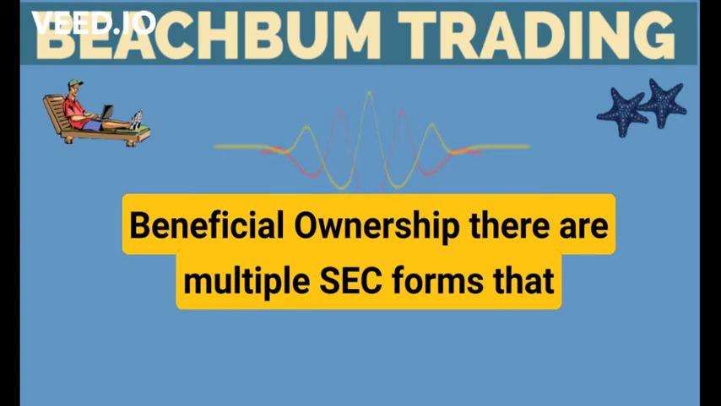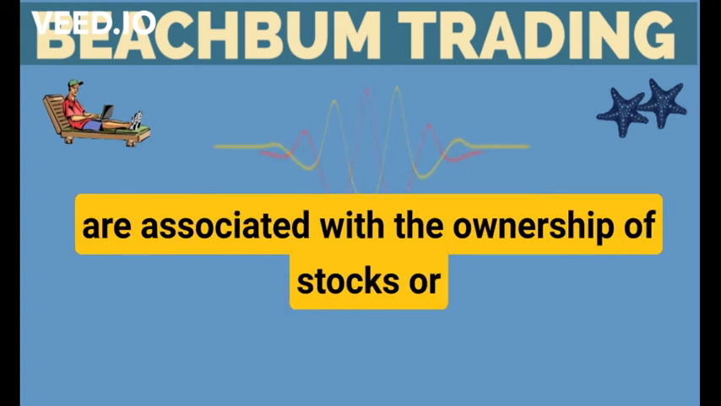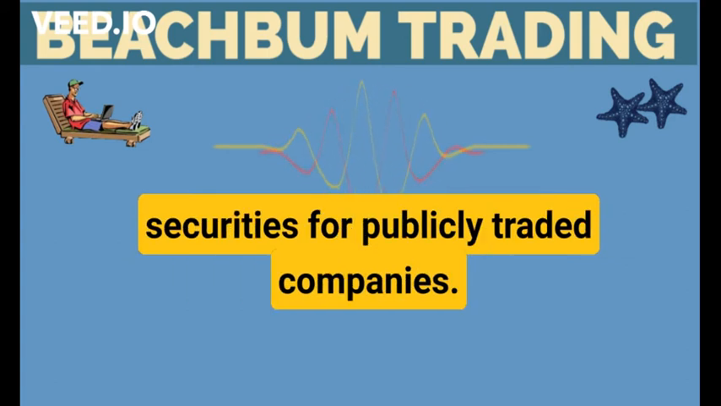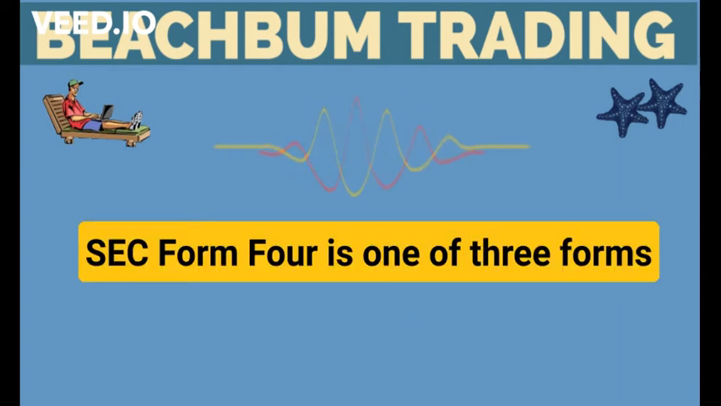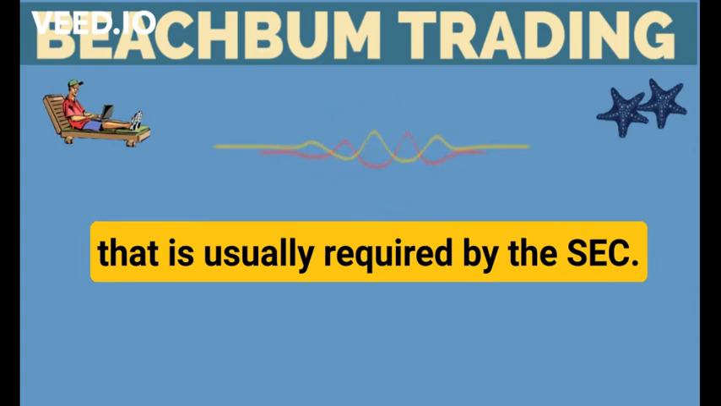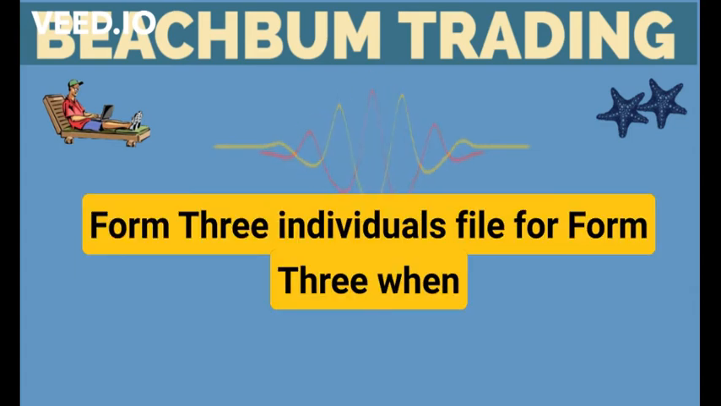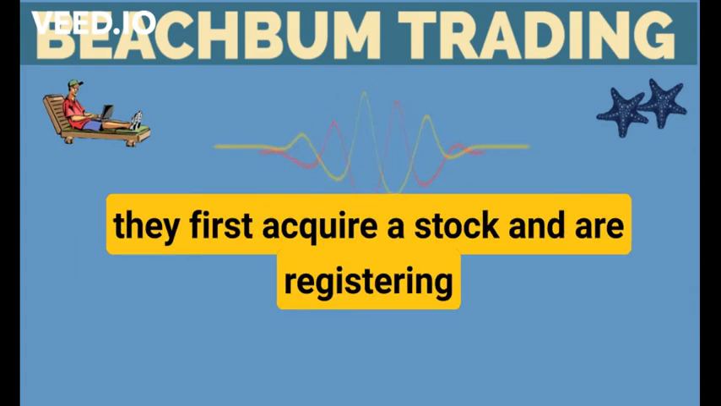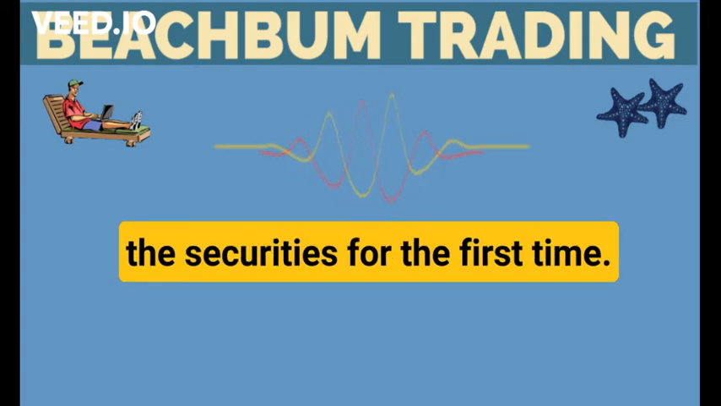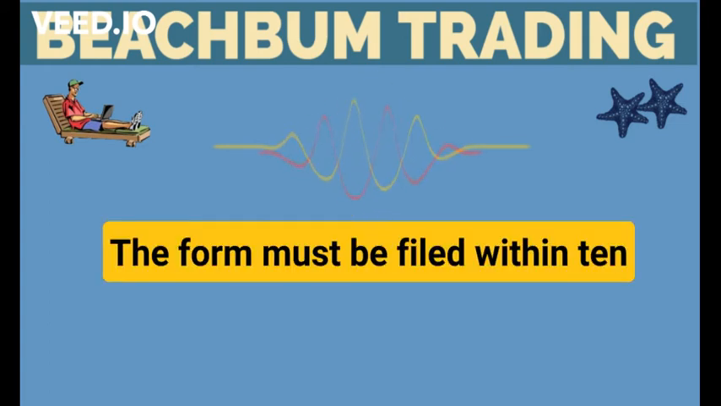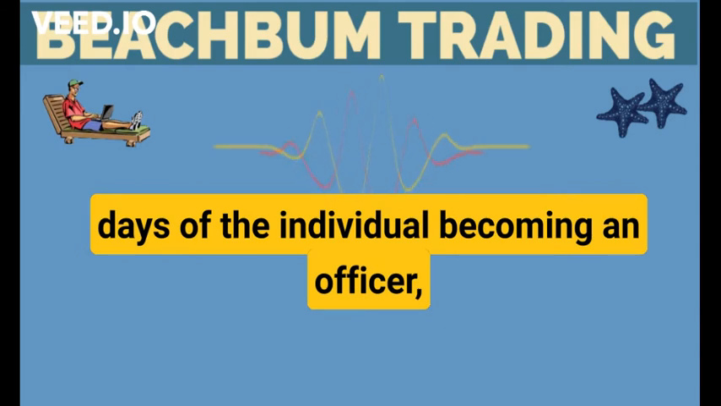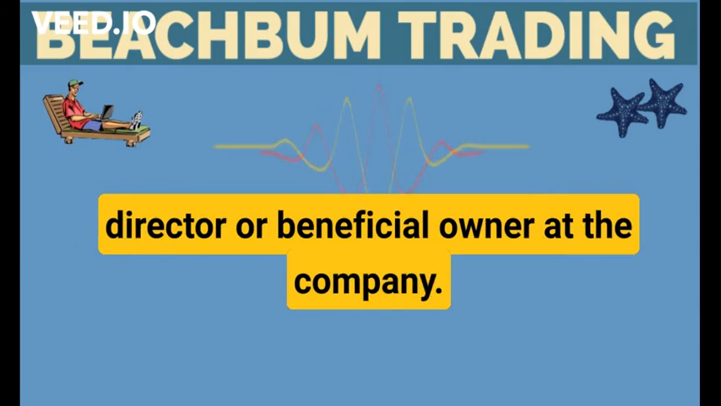There are multiple SEC forms that are associated with the ownership of stocks or securities for publicly traded companies. SEC Form 4 is one of 3 forms that is usually required by the SEC. Form 3. Individuals file Form 3 when they first acquire a stock and are registering the securities for the first time. The form must be filed within 10 days of the individual becoming an officer, director, or beneficial owner at the company.